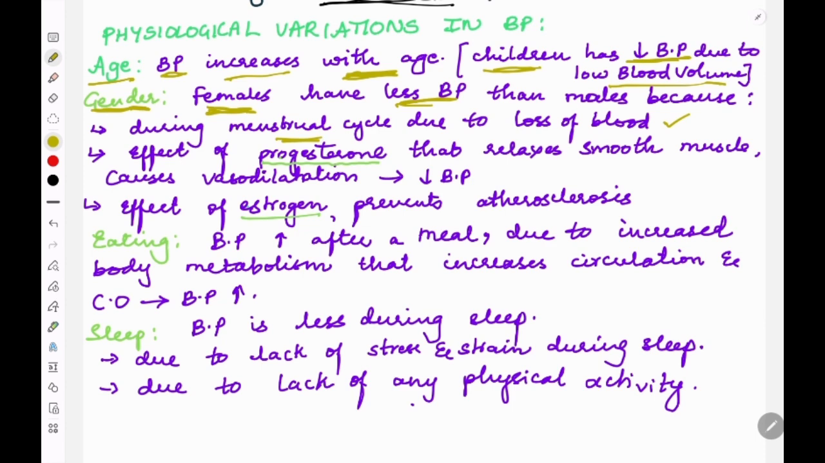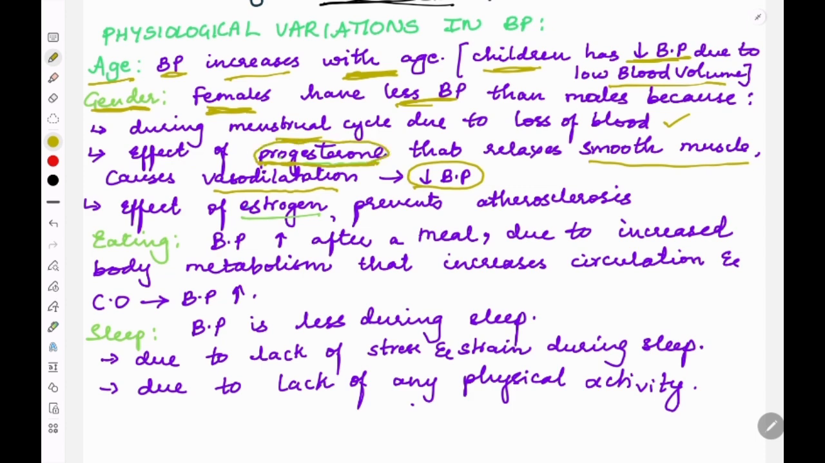The second reason is the effect of progesterone. This hormone is released in higher quantities in females, and it relaxes the smooth muscles. The smooth muscle of the blood vessel is relaxed. It shows the vasodilatation effect on the blood vessels. Hence, progesterone, which is secreted more in females, shows decreased BP. That is the reason why the BP is comparatively lesser in females, because of the action of progesterone.